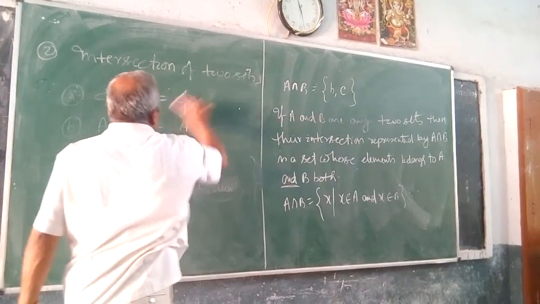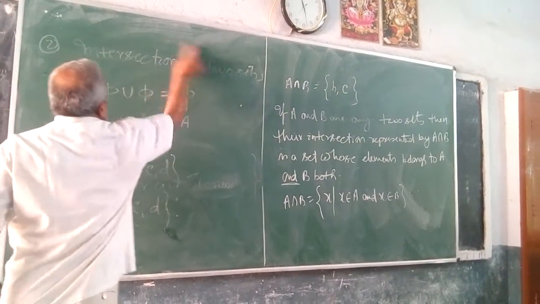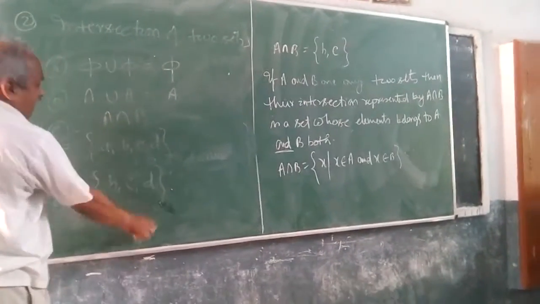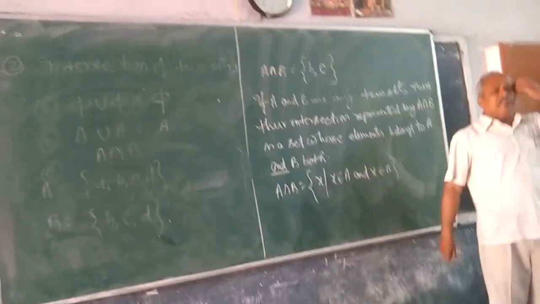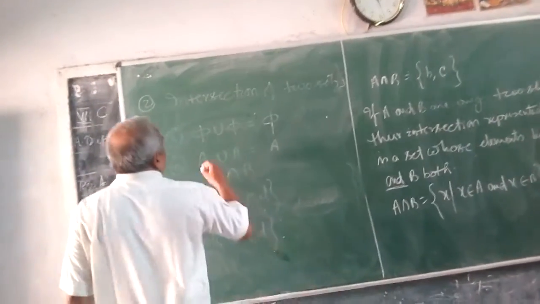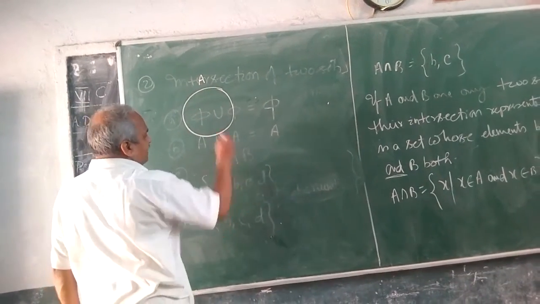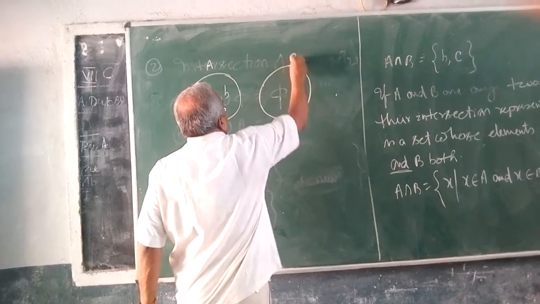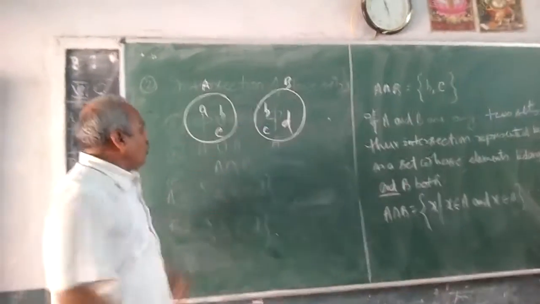Now we will discuss its Venn diagram. John Venn was a mathematician who discovered this representation of set theoretic operations. Intersection. Suppose there is a set A with the elements A, B, C, and another set we have taken B, C, D. Now you can see B and C belong to both.